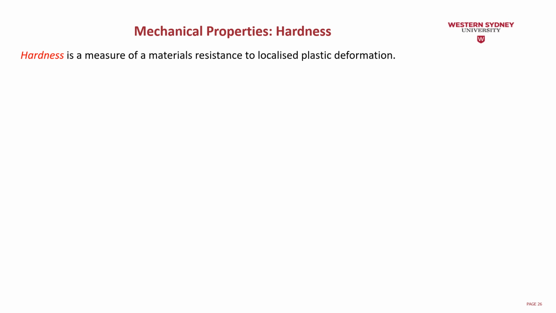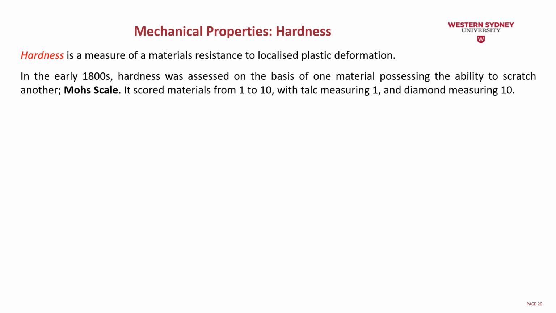Now we're coming to hardness. We talked about hardness. We usually have two types of hardness, which is just a number. The highest number means the highest hardness the material will have, and the most common one is going to be the Rockwell hardness. Hardness is a measure of the material's resistance to localized plastic deformation. In the early 1800s, hardness was assessed on the basis of one material possessing the ability to scratch another, and that's what we call the Mohs scale. It scores materials from 1 to 10, with talc measured at 1 and diamond measured at 10.